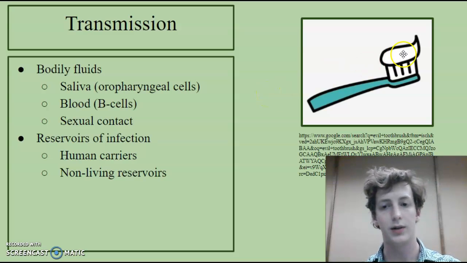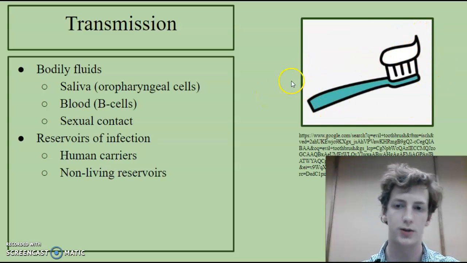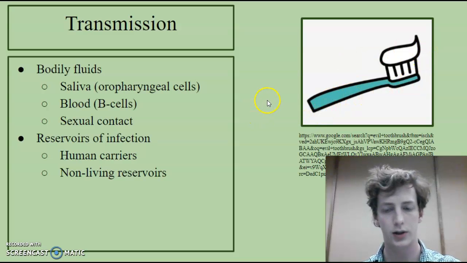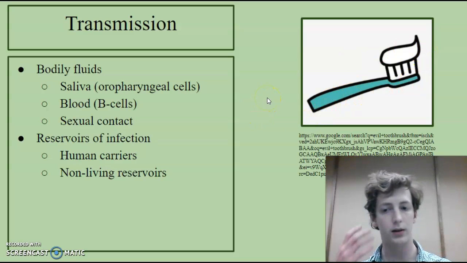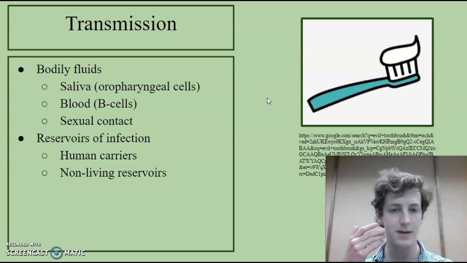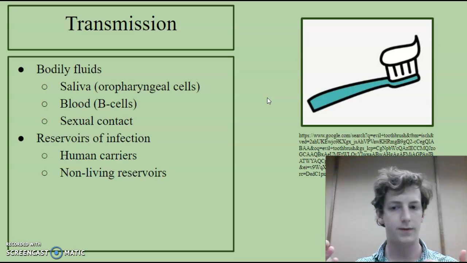It's typically transmitted by human carriers, but it can also be transmitted through non-living reservoirs, such as toothbrushes or utensils, supposing that there is saliva on those objects, such as in this toothbrush right here. If there's fresh saliva on there, and that saliva contains epithelial cells which are infected with EBV, then it can pass on to someone else, if for whatever reason you're sharing toothbrushes. Don't do that.